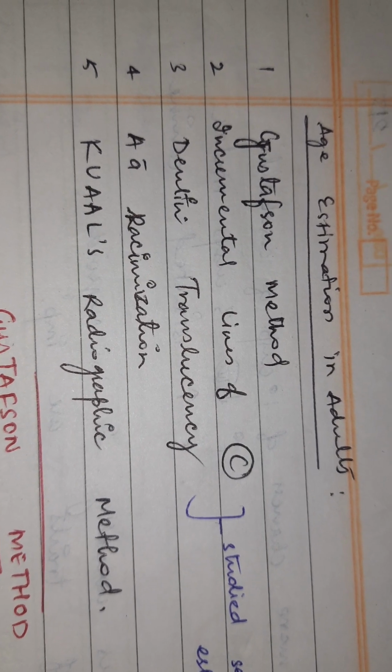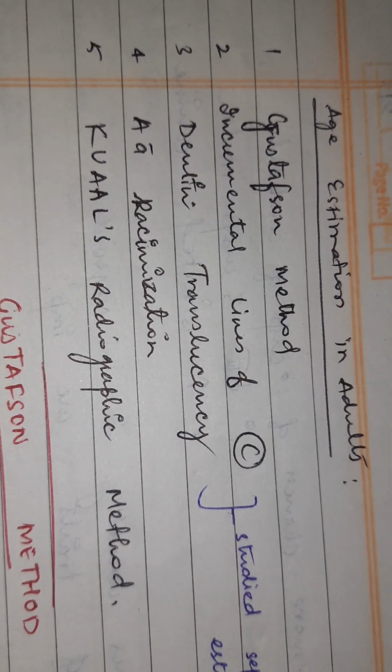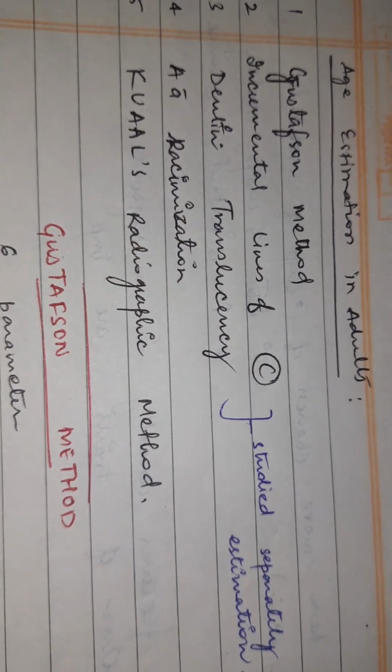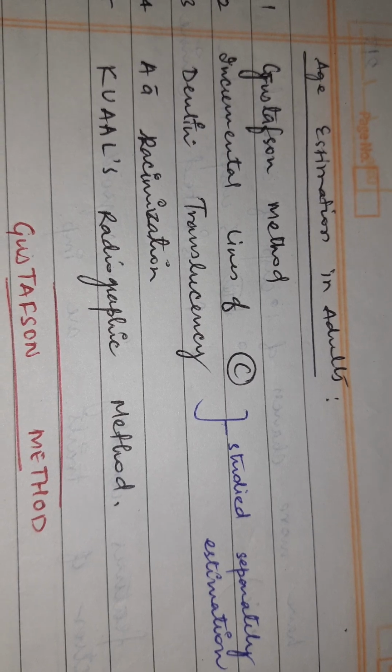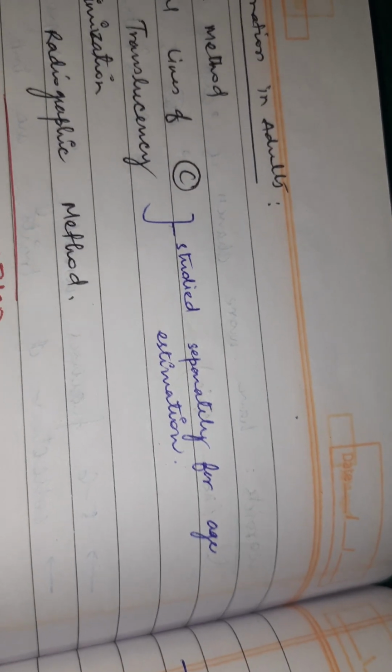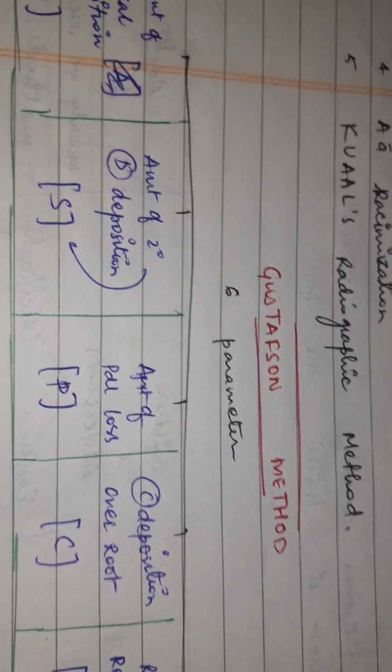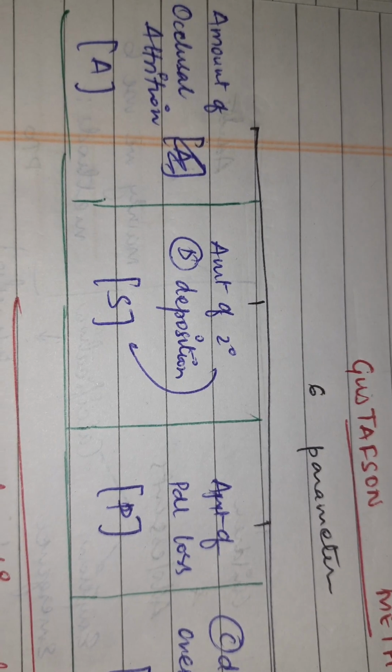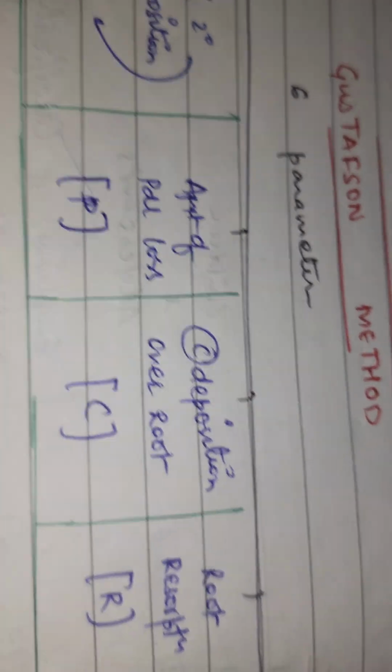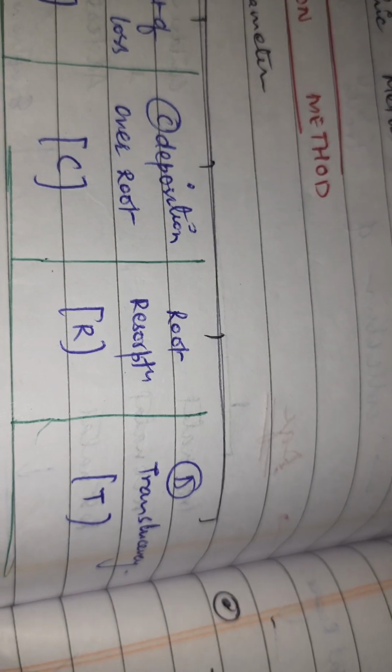Okay, now adult, mainly we use 6 methods. These are Gustafson's method, incremental lines of cementum, also known as incremental lines of Salter, dentine translucency, amino acid racemization, and Kvaal's radiographic method; these are studied separately for age estimation. Gustafson's method has 6 parameters: A, S, P, C, R, T. A means amount of occlusal attrition, then amount of secondary dentine deposition, amount of PDL loss, cementum deposition, root resorption, and dentine translucency. These 6 parameters we have to see in an adult tooth.